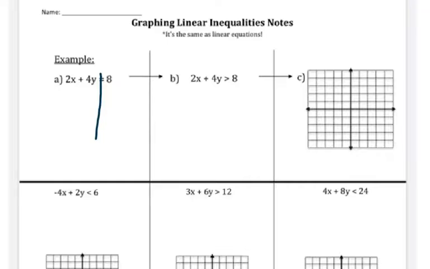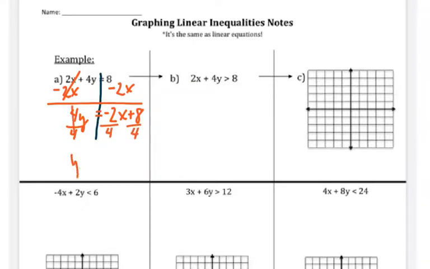To get y by itself, we have to subtract 2x from both sides. So you always move the x term first. That leaves me with 4y equals negative 2x plus 8. Then we get y by itself by dividing everything by the number in front, which was a 4. So y equals, this will reduce to negative 1 over 2x. 8 divided by 4 is 2.